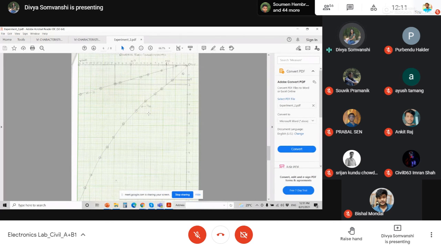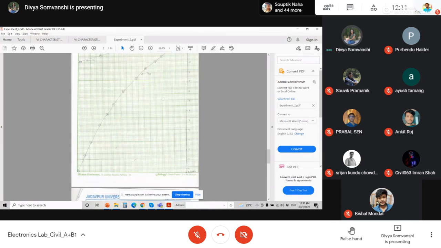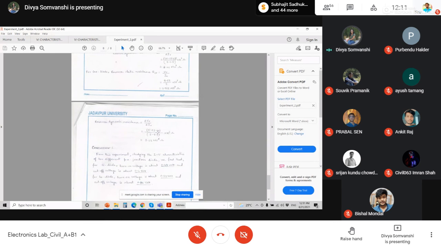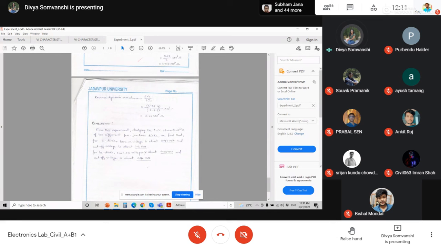And you already know at which voltage you have to determine at 2 microampere, right? So you already know these numbers. So you can calculate your forward bias and reverse bias. Then in the conclusion, you can conclude what forward resistance and what cut-in voltage you get.